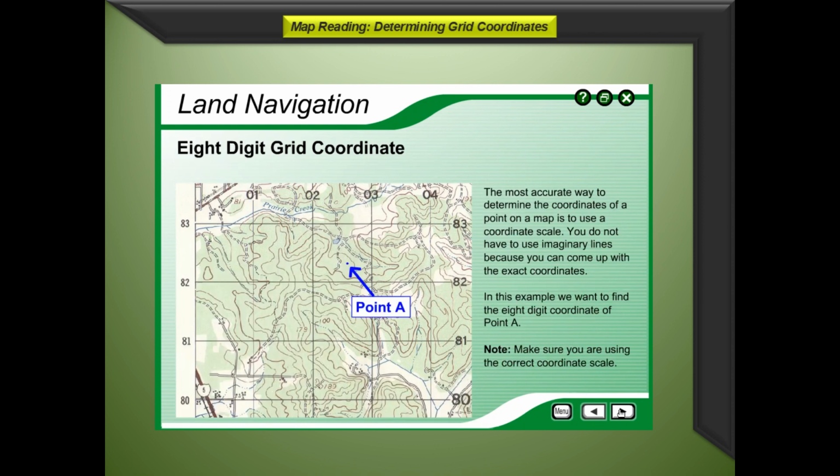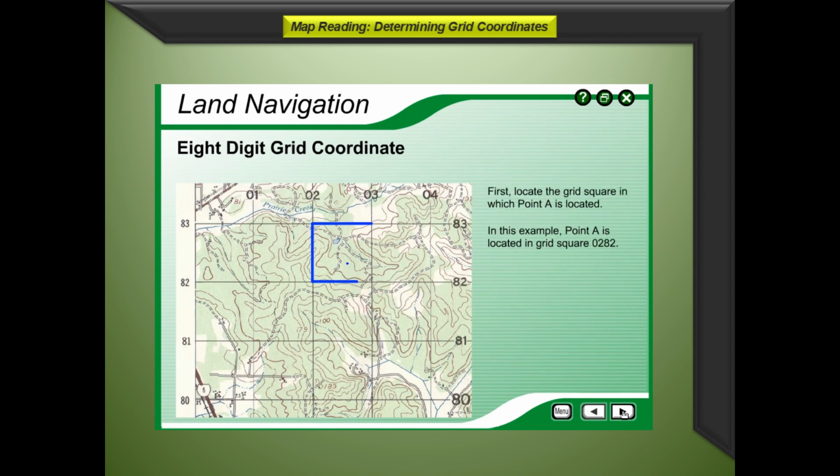Now, 8-digit grid. This is where we will actually be using our protractor. We already found out for point A, you should be able to identify now that that is in grid square 0282.